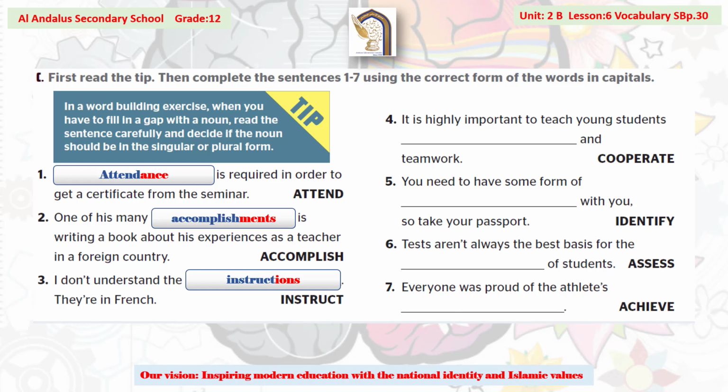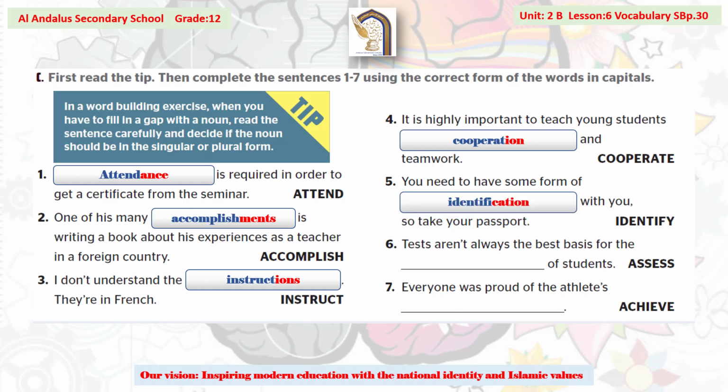Let's go ahead. Number 4, "It's highly important to teach young students ___ and teamwork." We are going to teach them cooperation. Wonderful answer. Number 5, "You need to have some form of ___ with you." So take your passport. So you need to identify yourself. You need some form of identification. Well, that's a brilliant answer.